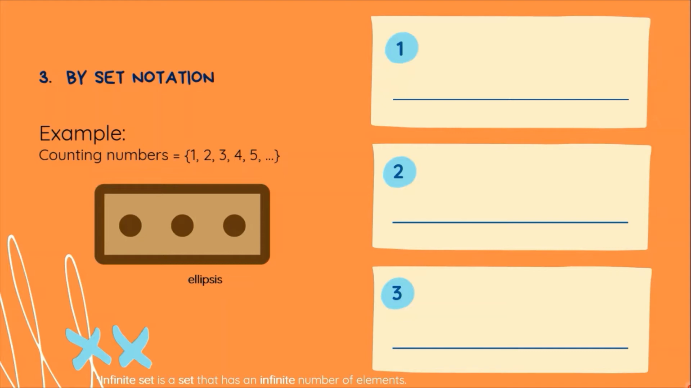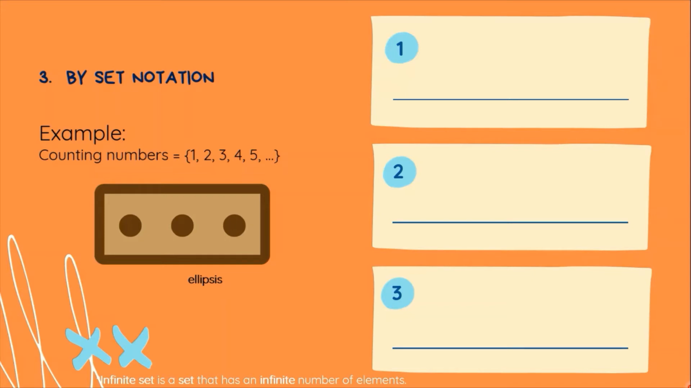Kaya natin ginagamit ang ellipsis to signify that the list goes on, but we're no longer listing them down because if we do, it will be very long. So ang finite set at ang infinite set ay total opposites, magkabaliktad sila. However, the rule for writing both sets in set notation are just the same.